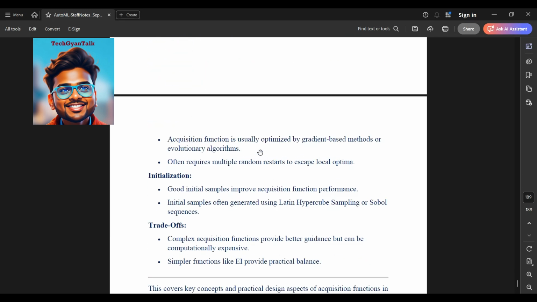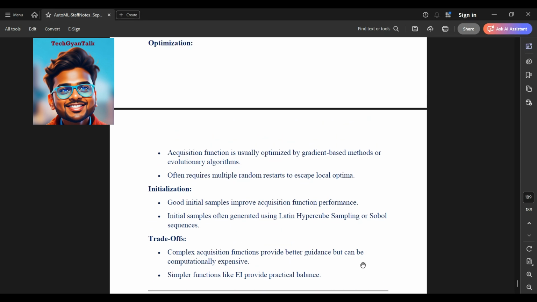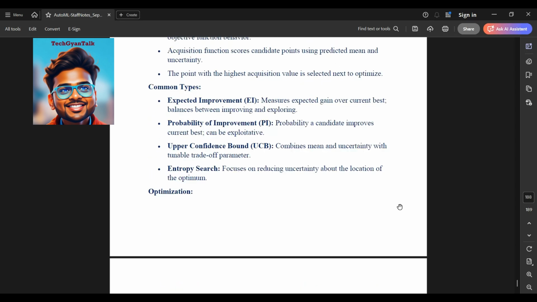For optimization, the acquisition function is usually optimized by gradient-based methods or evolutionary algorithms, which often require multiple random restarts to escape local optima. For initialization, good initial samples improve acquisition function performance. Initial samples are often generated using Latin hypercube sampling or Sobol sequences. Trade-offs: complex acquisition functions provide better guidance but can be computationally expensive. Simple functions like EI provide a practical balance. This covers the practical design aspects of acquisition functions in AutoML. And that's all from module 5.